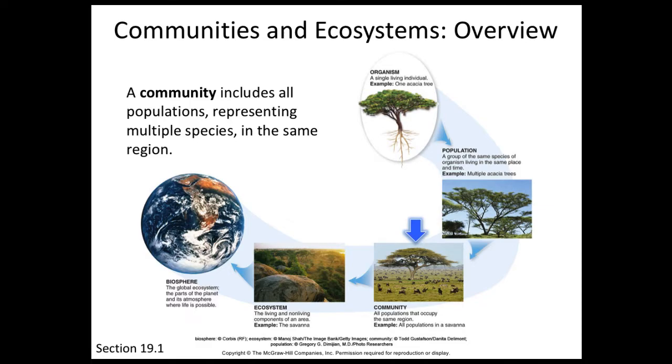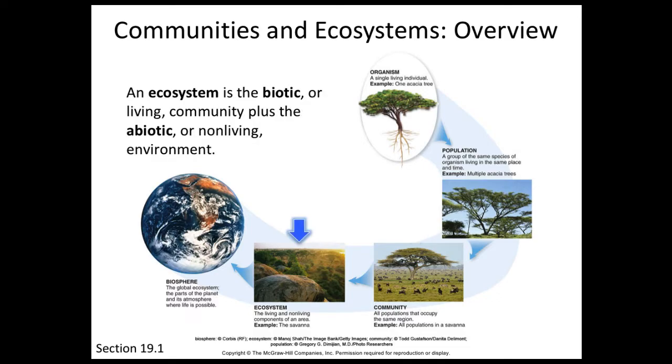A community includes all populations representing multiple species in the same region. An ecosystem is the biotic, or we could say living, community plus the abiotic or non-living environment. In fact, it's this interaction between the living and non-living components of the system that defines the ecosystem level.